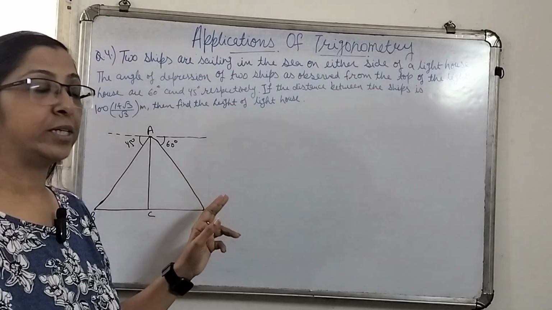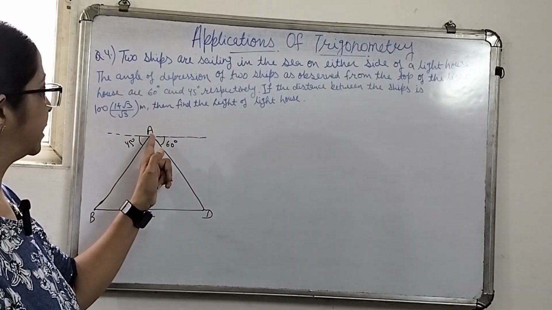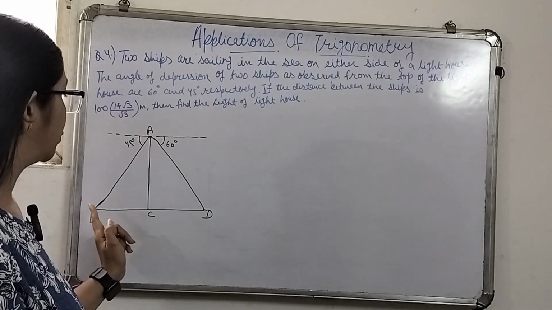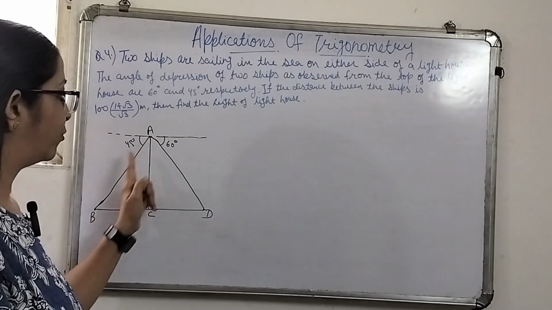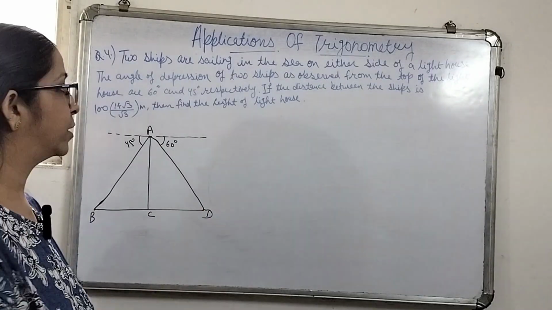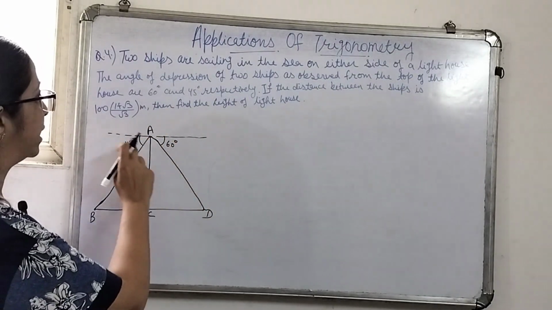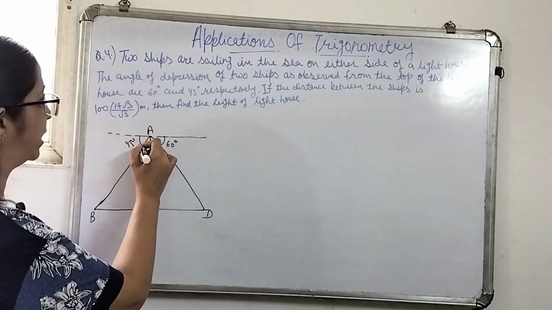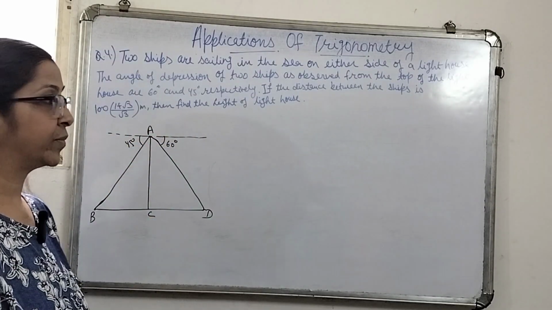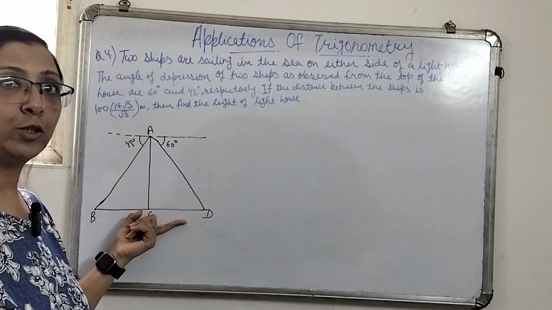What we had assumed is that AC is the lighthouse. From the top of the lighthouse, someone is observing two ships. One of the ships is at B, one of the ships is at D. These two are the locations of the ships. From the top of the lighthouse, someone is observing these ships and the angles of depression are 45 degrees and 60 degrees. Now we know that this horizontal level and this level are parallel to each other.